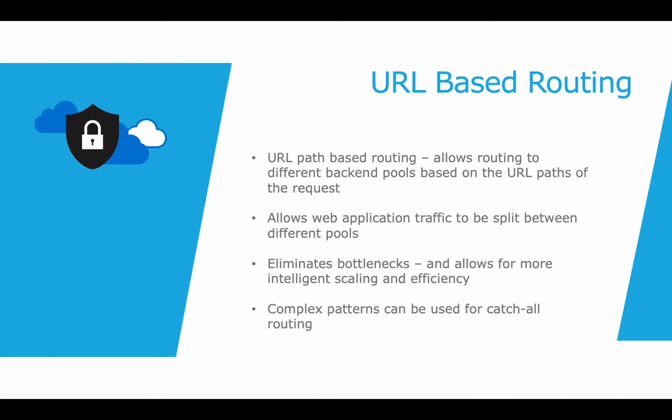The next feature we'll talk about is URL-based routing. So this allows path-based routing against our web application. So for example, let's take the scenario of a web app where we have 5,000 users, 4,500 of them guests, and 500 users who actively log in. Perhaps we want to route those different requests to different areas of the site to different back-end pools. This eliminates bottlenecks because we are able to scale more efficiently, we can direct our traffic to the right place, and we can use complex patterns for catch-all routing.